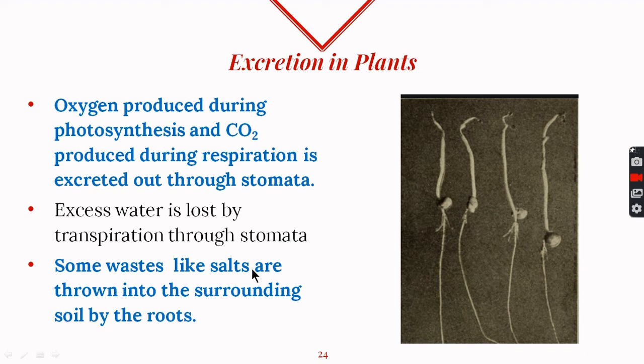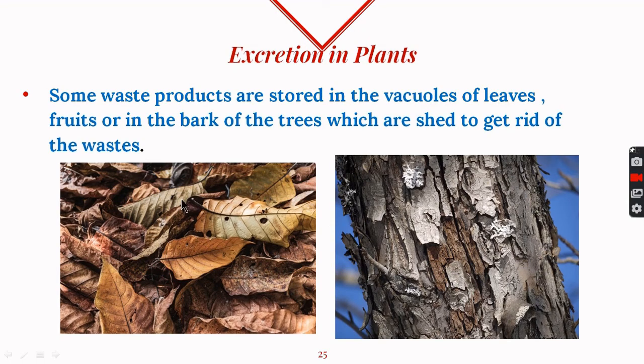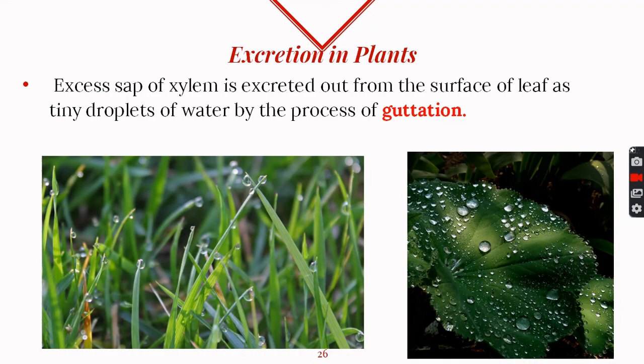Certain wastes are thrown out into the surrounding soil with the help of roots, or sometimes some salts are deposited inside the roots of the plant. Some waste products are stored inside the vacuoles of leaves or fruits, and when those leaves and fruits fall off, then this waste is also removed from the plant body. And sometimes waste is stored in the bark of the tree, and when this bark is shed off, then also the wastes are removed from the plant.